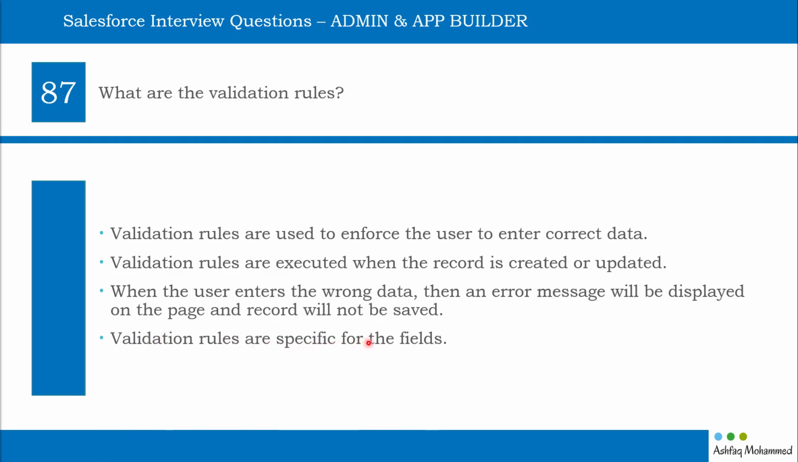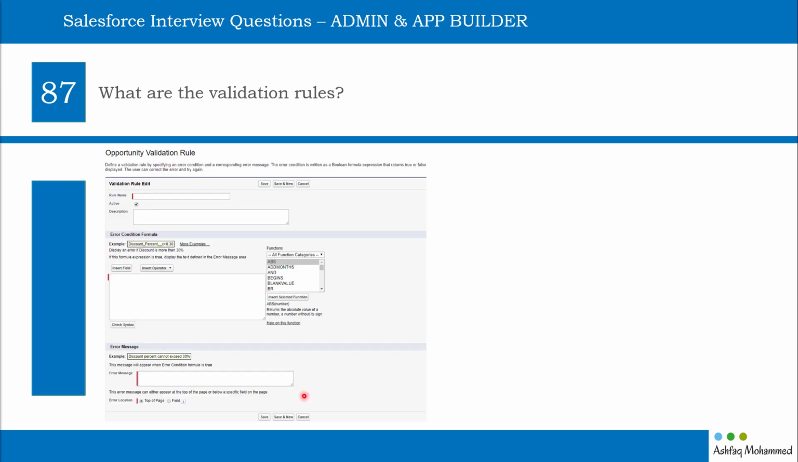Validation rules are specific to the field. So we can create a validation rule for each field, right? As I said, if I'm entering a wrong email or wrong phone number or anything wrong, we create the validation for the specific fields. So this is how we create the validation.